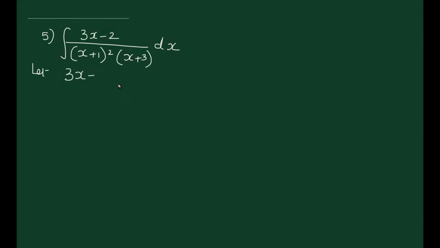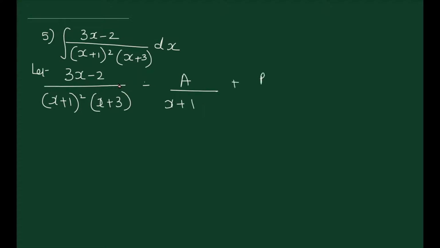Okay, again we write over here, let us convert it into partial fractions like this. Let 3x minus 2 upon x plus 1 the whole square into x plus 3 is equal to a upon x plus 1 plus b upon x plus 1 the whole square plus c upon x plus 3 this way, and therefore we cross multiply. This time I'm just cutting short the step a bit.